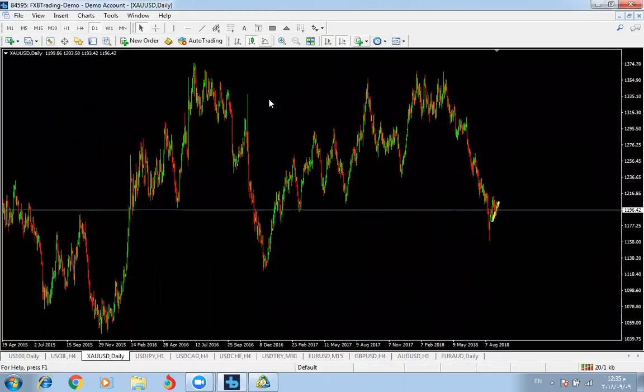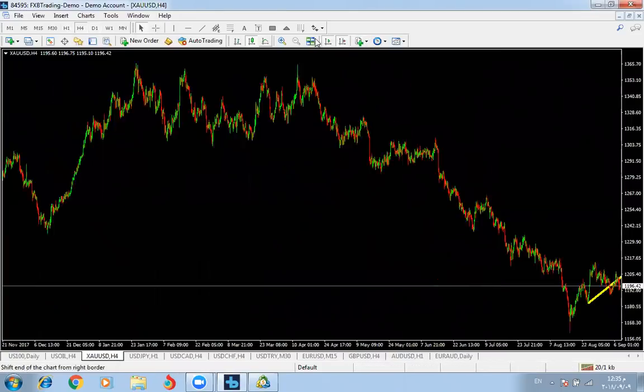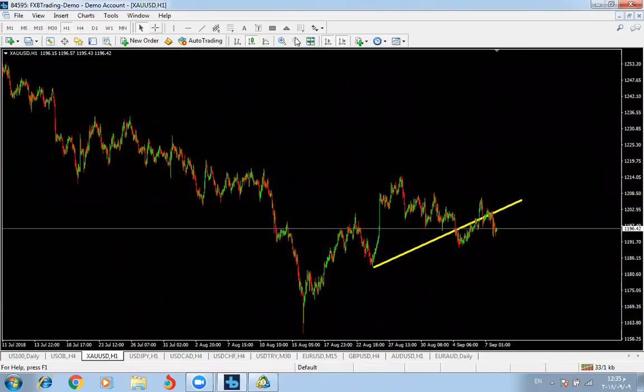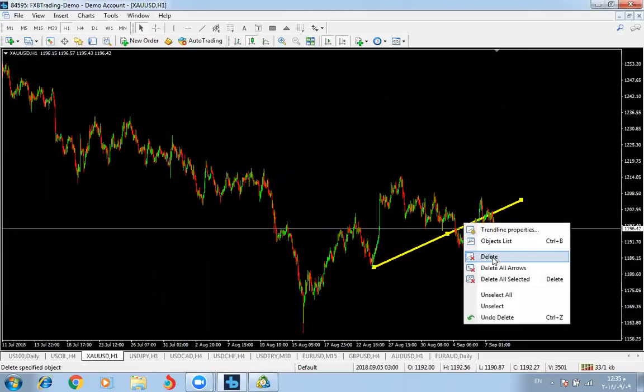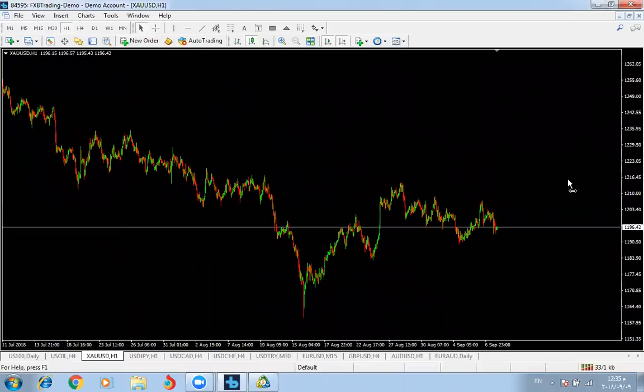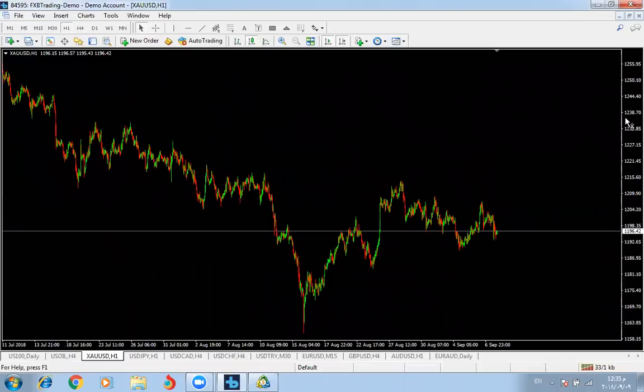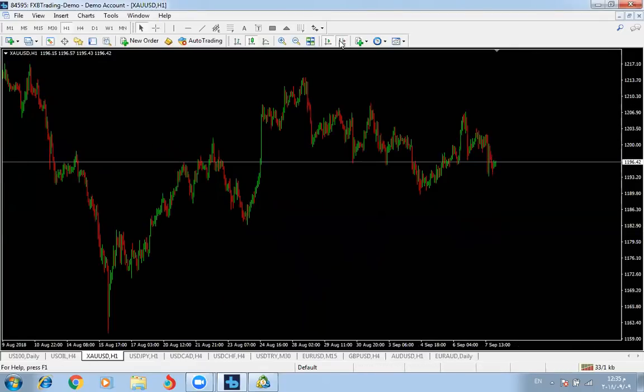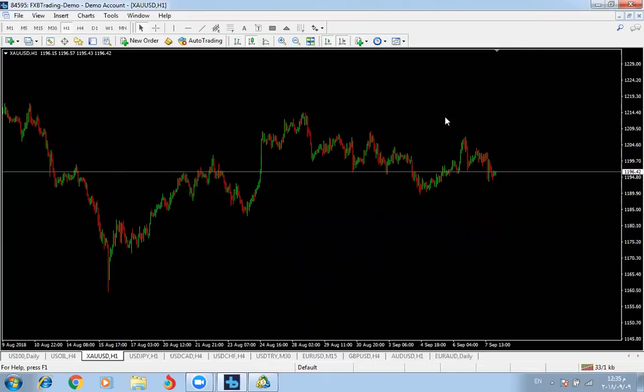As I showed you, we have failed to make an extra leg to the upside for gold, the same as pound and euro dollar. So our next move should be to the downside. Why? I will show you that.